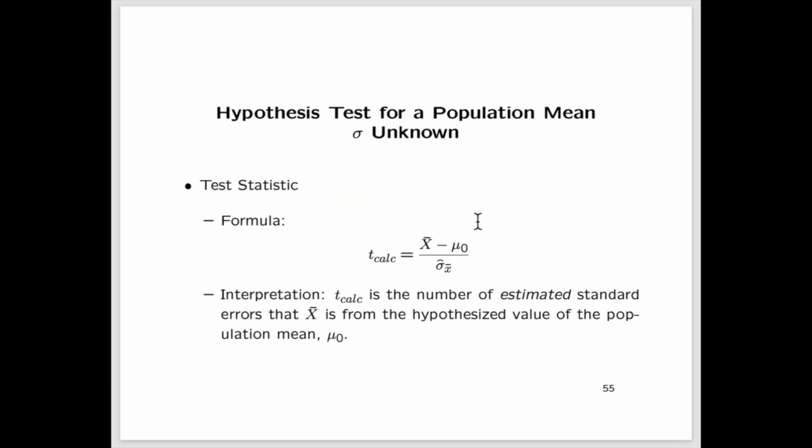Again, the formula for the test statistic in this case is equal to the sample mean minus the hypothesized value of the mean, divided by the estimated standard error of x bar. We're no longer going to call this zcalc, because that would indicate that we're going to the standard normal table to get the critical points. In this case, that's not the appropriate distribution; the t-distribution is, so we're going to call this t-calc instead to help us remember that the t-distribution is the reference distribution for this scenario. The interpretation is that t-calc is the number of estimated standard errors that x bar is from the hypothesized value of the population mean mu sub 0. Zcalc, if we remember, was the number of true standard errors that x bar is from the hypothesized value of the mean. T-calc is the number of estimated standard errors.